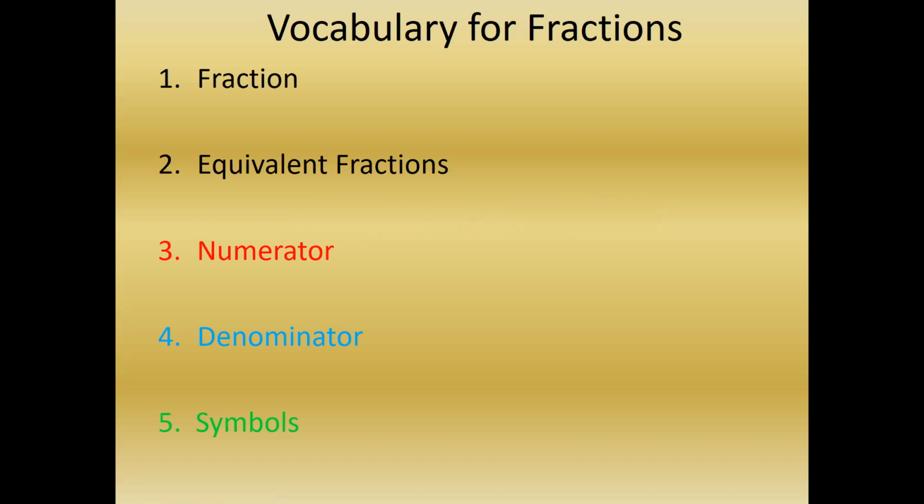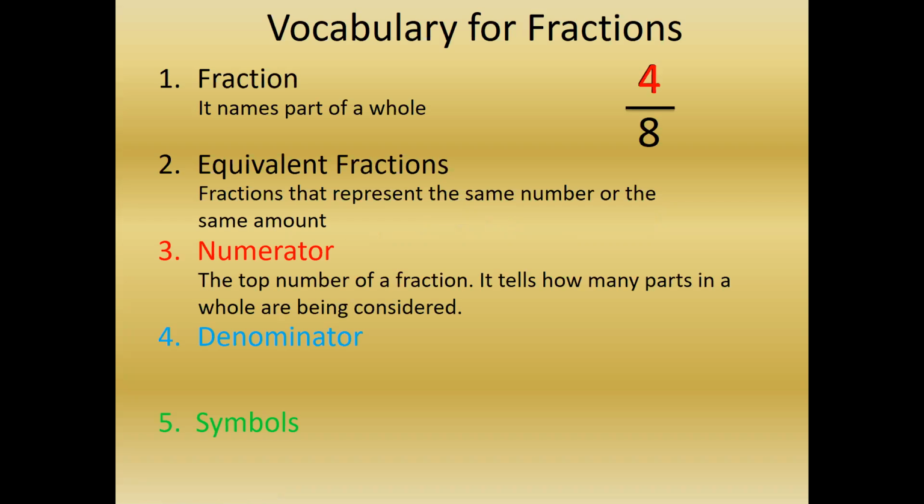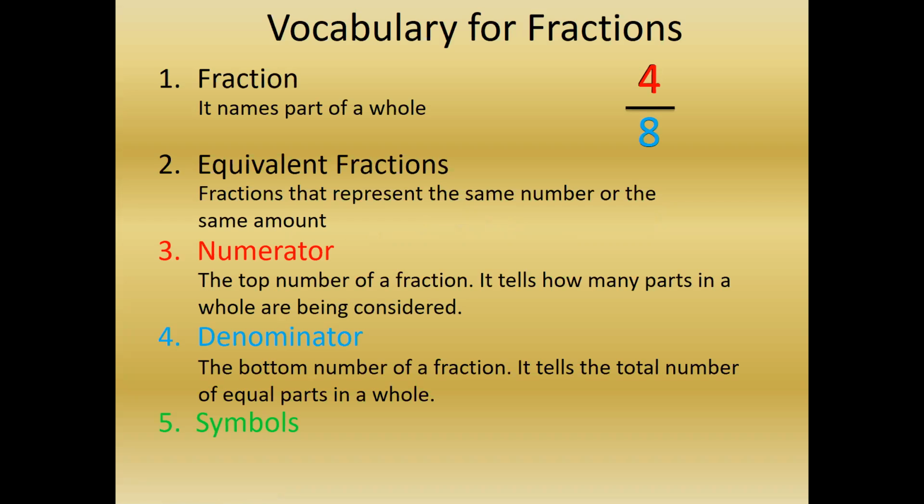So we're going to go over some vocabulary for fractions again. A fraction names a part of a whole. 4/8 is a fraction. Equivalent fractions are fractions that represent the same number or the same amount. Numerators are the top number of a fraction. It tells how many parts in a whole are being considered. So 4 in 4/8 is the numerator. Denominator is the bottom number of a fraction. It tells the total number of equal parts in a whole. So 8 in 4/8 is the denominator.